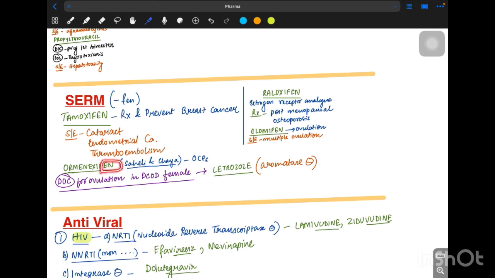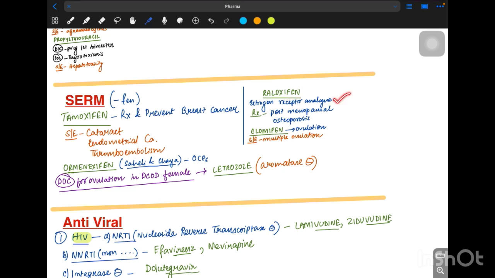The other drug example is ormeloxifene. So it ends with fen. All the fen drugs are SERM. The examples of ormeloxifene are Saheli and Chhaya. You have studied it in gynecology. These are used as OCPs, oral contraceptive pills. Another example is raloxifene, again fen.